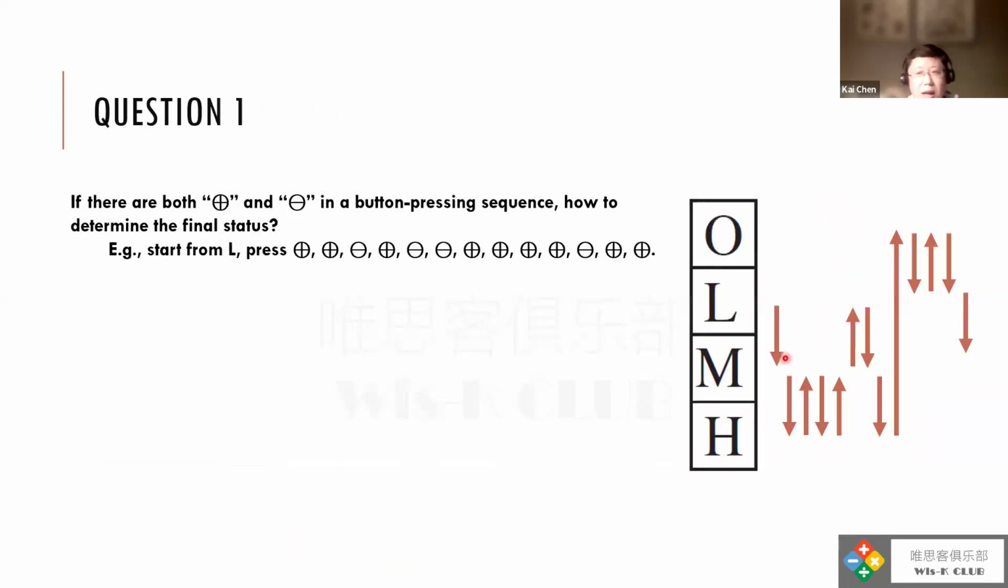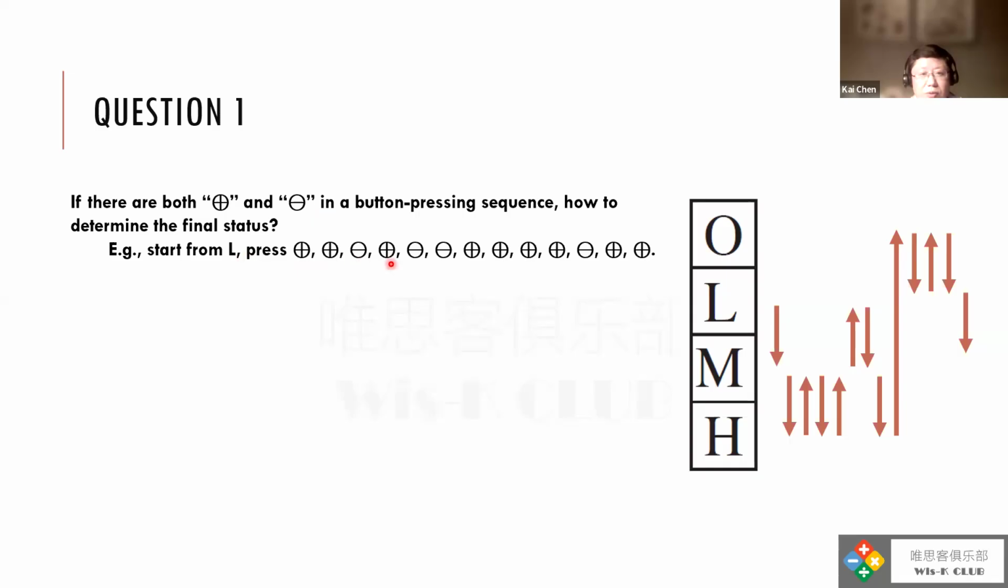Okay, so I have some additional question here. First of all, of course, we were talking about 4 or 6 times always plus, or 9 times always minus. But what if we have both plus and minus in a sequence like this? How can we determine the final status? If you have an answer, please type in the chat. For instance, for this sequence, starting with L, what will be the end position?